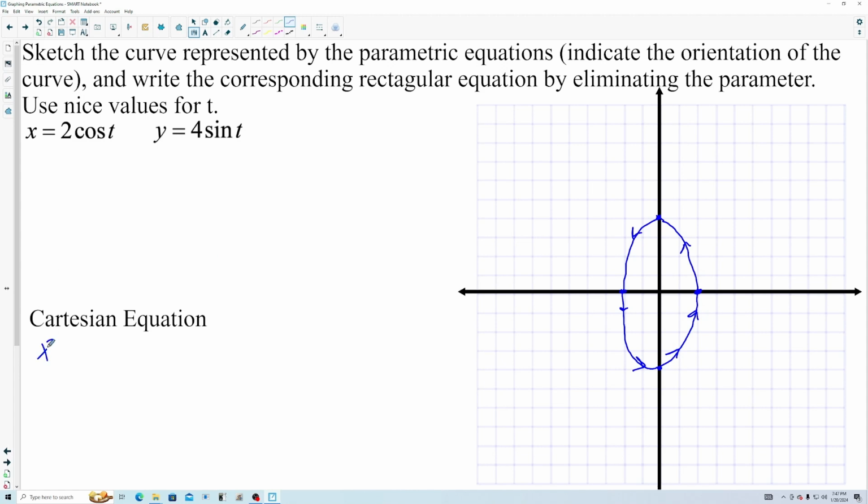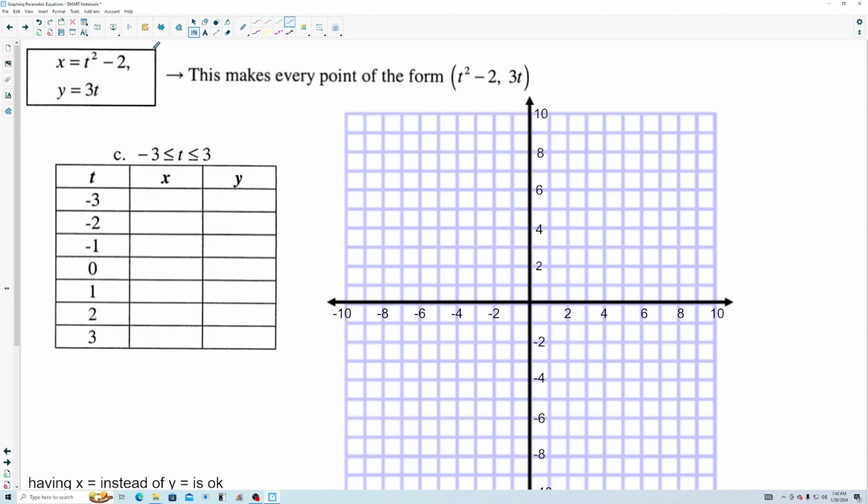So the Cartesian equation would be x squared over 4 plus y squared over 16 is equal to 1. Let's graph this from -3 to 3. So 9 minus 2 is 7. 4 minus 2 is 2. 1 minus 2 is -1. Then we have -2. 1 minus 2 is -1. 4 minus 2 is 2. 9 minus 2 is 7. There we go. We got -9, -6, -3, 0, 3, 6, and 9. And we'll plot these: 7, -9, 2, -6, -1, -3, -2, 0, -1, 3, 2, 6, and 7, 9.